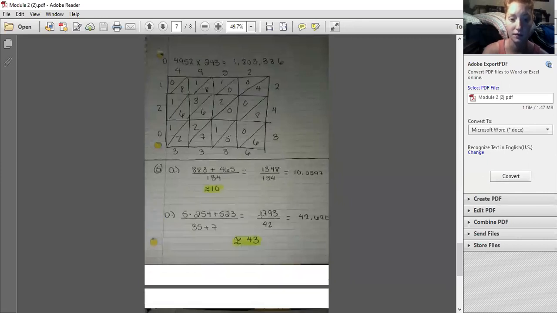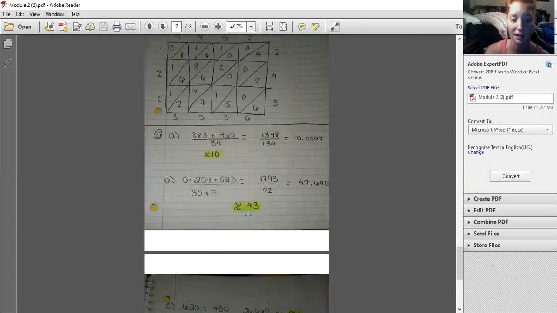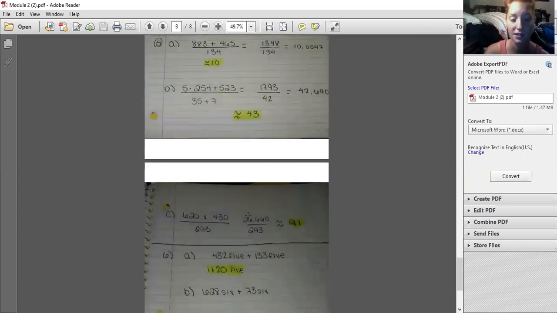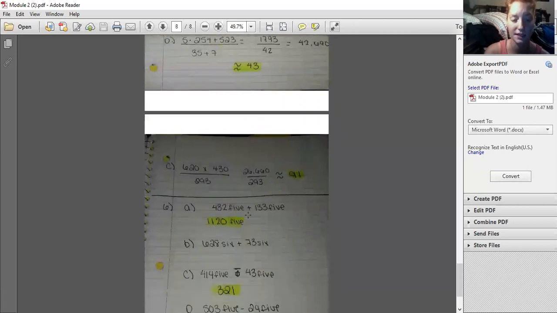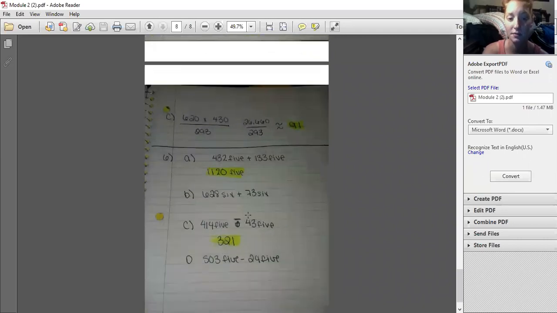So, moving on, we're going to round these to the left furthest decimal. So this ends up coming out to be 10. This one here comes out to be 43. Part C comes out to be 91. That will be the end of number 5. So we're going to move on to number 6.